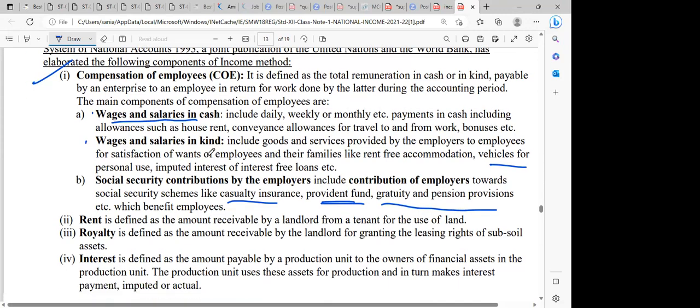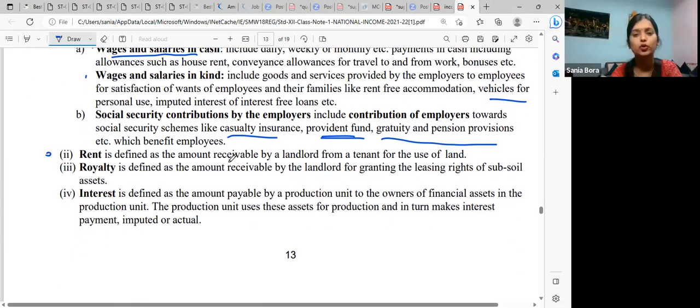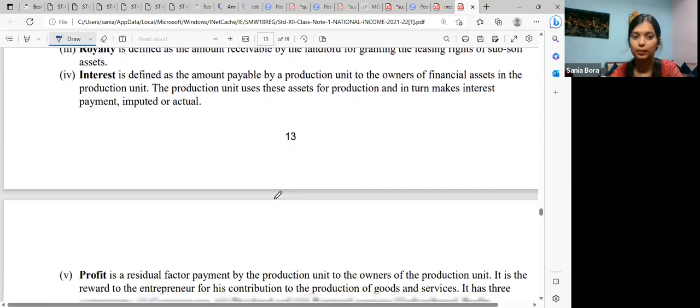Yes, ma'am. Now the second one was rent. So you know that landlords and tenants, they have to pay rent. Royalty is basically received by the landlord for granting a leasing right to the subsoil asset, right? So that is royalty. I have a lot of lands over there, people are working and they are giving me the amount whichever is receivable, right? Then interest is basically the interest which I get from the production unit. It can be anything, right?